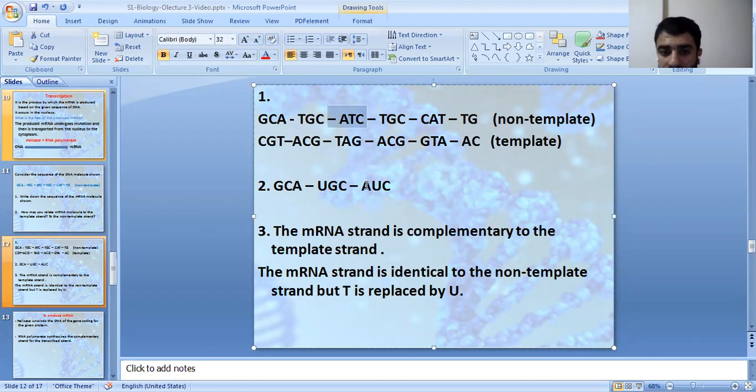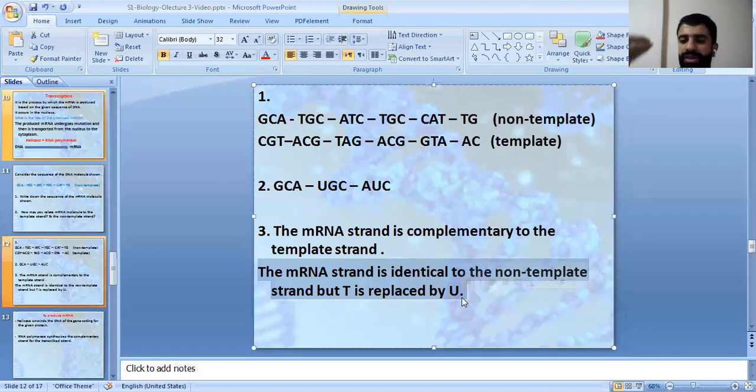ATC, T is replaced by U, so it becomes AUC. So mRNA, you have to know this and you have to study this. Keep it in your mind. The mRNA strand is identical to the non-template, meaning that it's identical to the non-transcribed, meaning that it's identical to the coding, but the T is replaced by U, while mRNA is complementary to the template.